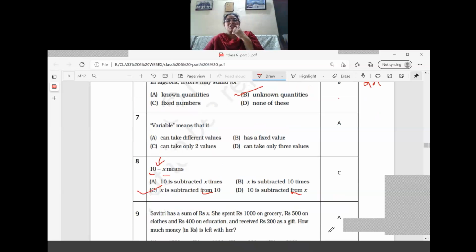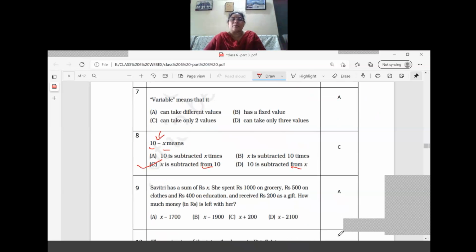Now what is the next question? Savitri has a sum of rupees X. She spent rupees 1000 on grocery, rupees 500 on clothes, and rupees 400 on education. And at the same time, she received rupees 200 as a gift. How much money in rupees is left with her?